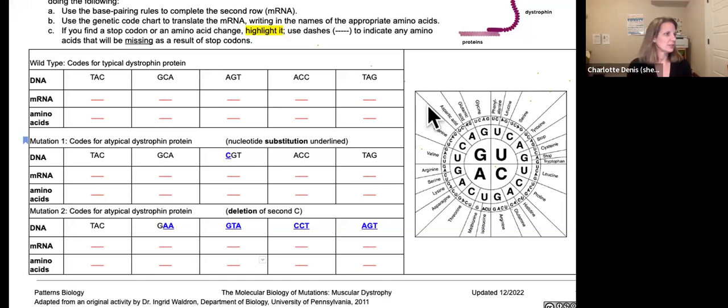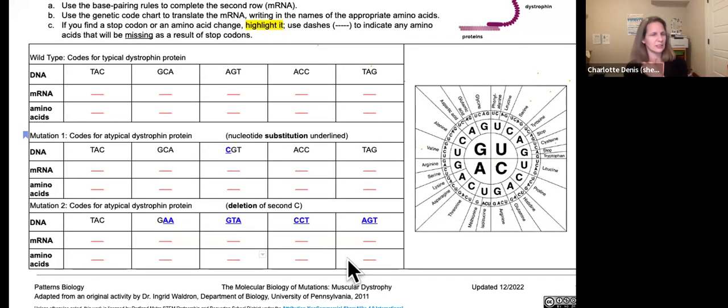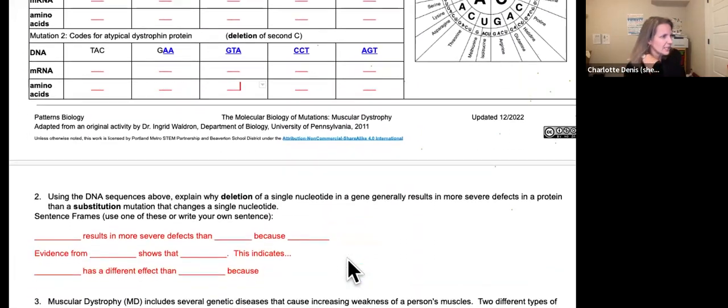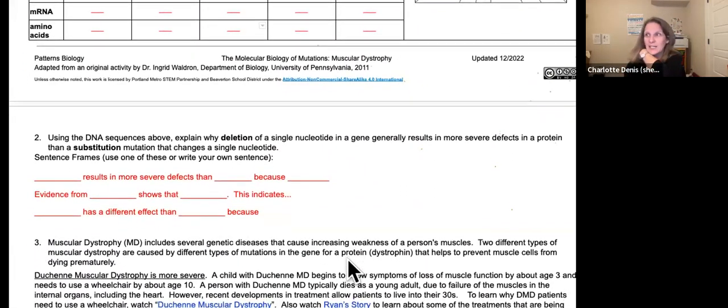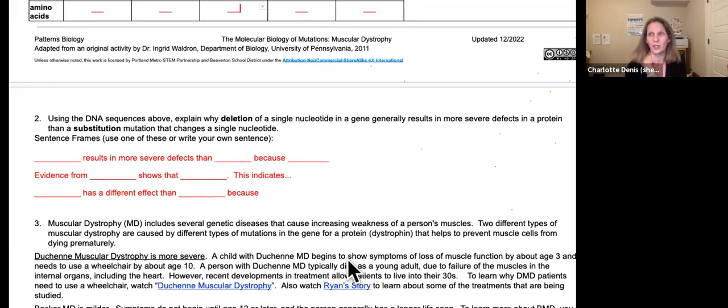And so the students, after they figure this out, and I think that this second mutation may generate a stop codon. I can't remember if it's a stop codon or if it just totally changes the sequence. But then they write a little bit of an explanation. Why is deletion worse than substitution? Right? And so they have to use what they saw in the simulation with English words and put that together with what they observe here in the example of DNA to protein.